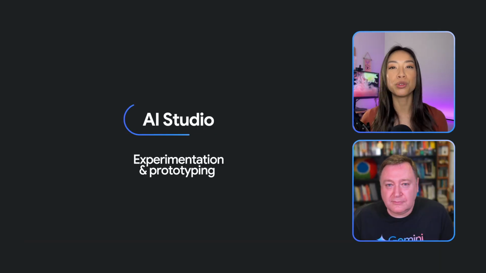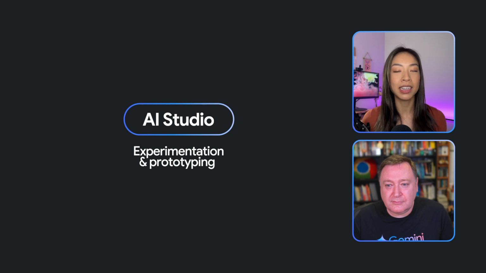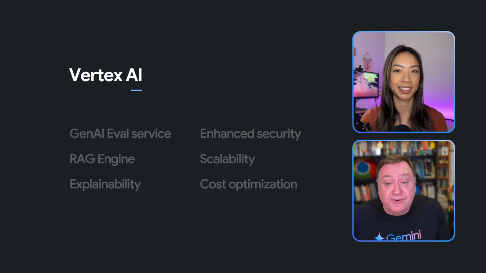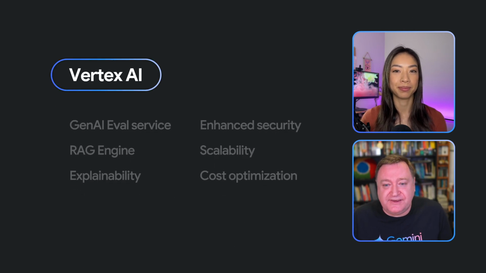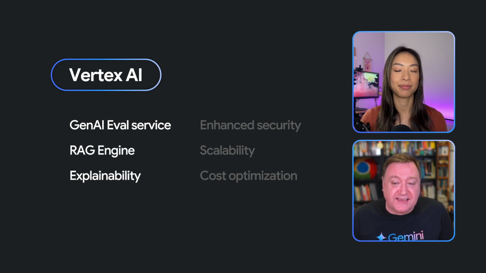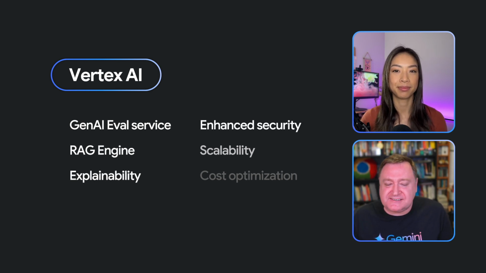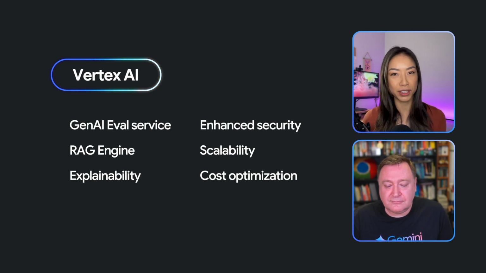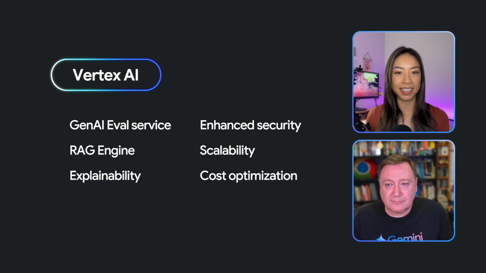So AI Studio is great for experimentation and prototyping, while Vertex AI is a little more robust and scalable for those production-ready AI apps. Exactly. With Vertex AI, you get enterprise-grade features like Gen AI eval service, RAG engine, explainability, enhanced security, scalability, even things like cost optimization. It's the perfect environment for deploying and managing your Gemini-powered apps. Yep, and these features make Vertex AI the ideal platform for building and deploying more sophisticated AI solutions.